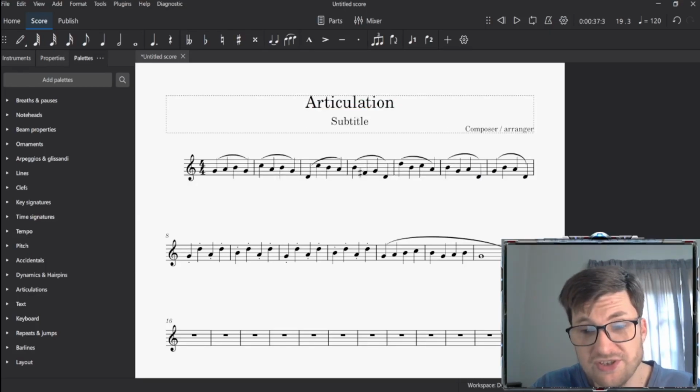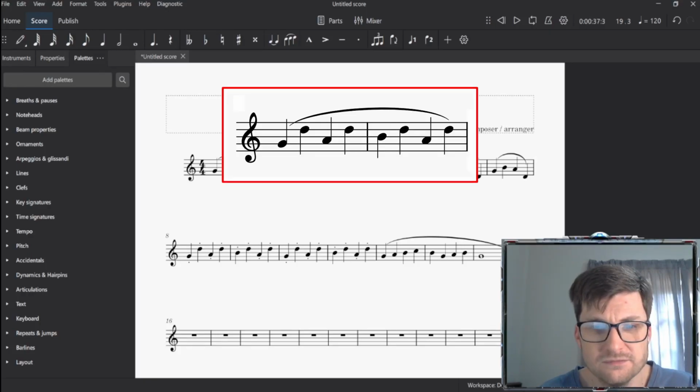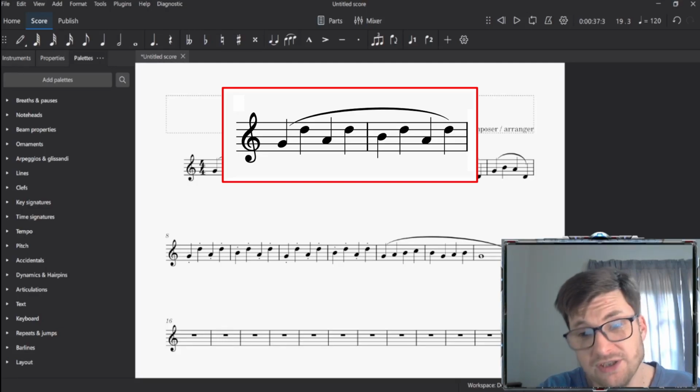Legato is basically the opposite of staccato. Notes should be joined and smooth. They should flow into each other. Notice that legato is written on the page using slurs.